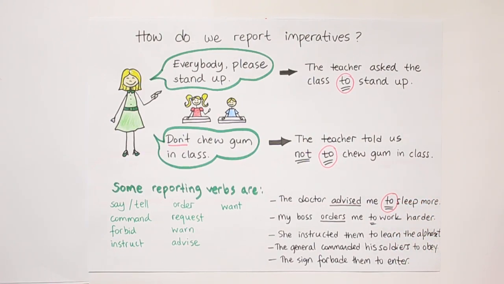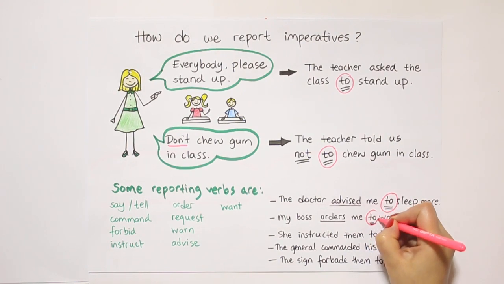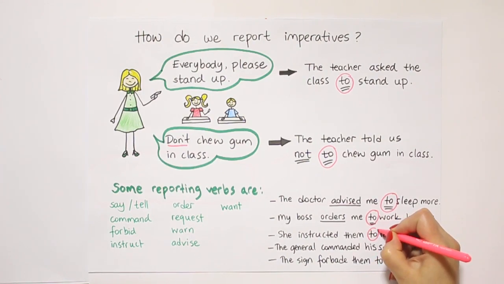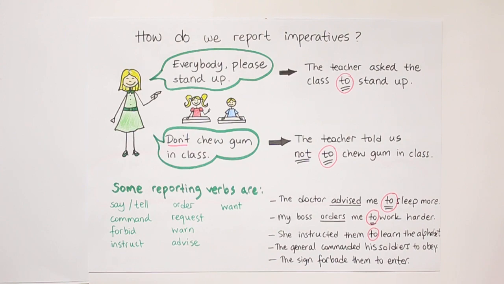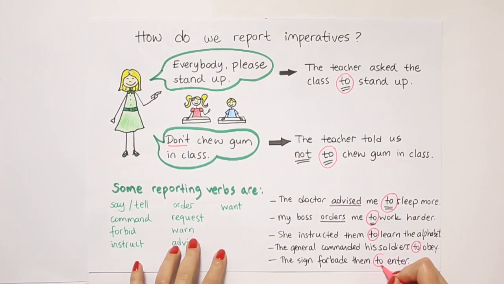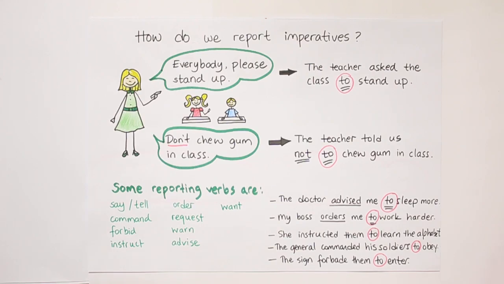My boss orders me to work harder. She instructed them to learn the alphabet. The general commanded his soldiers to obey. The sign forbade them to enter. It means you're not allowed to enter.